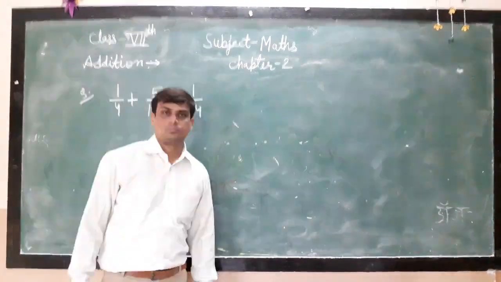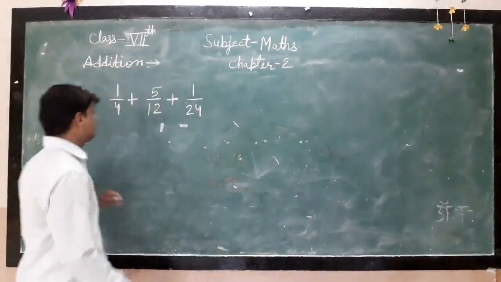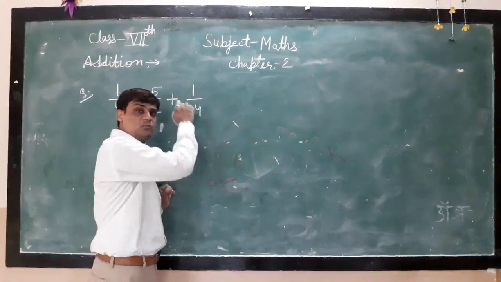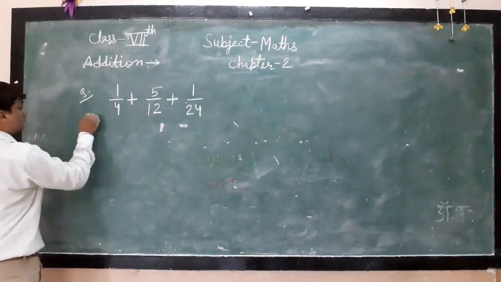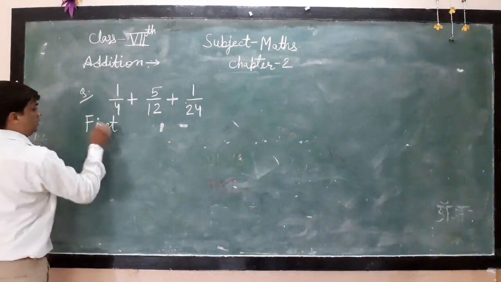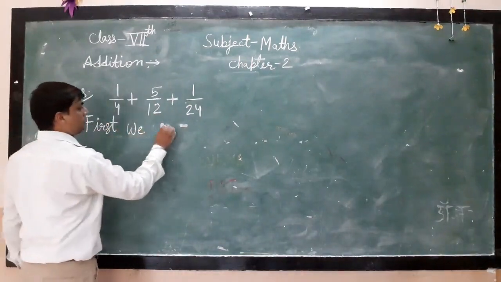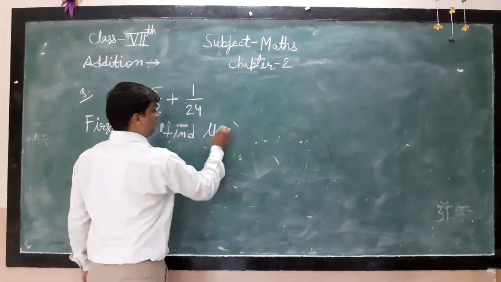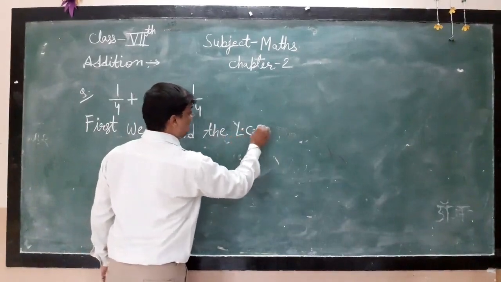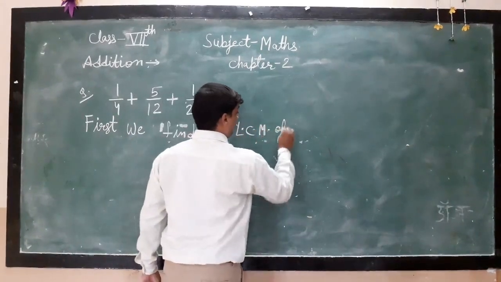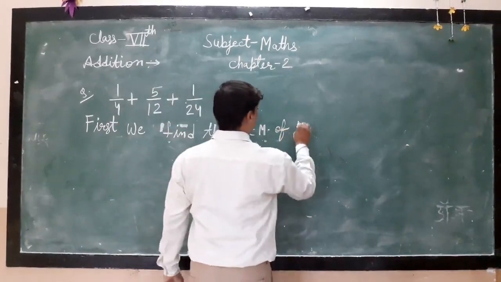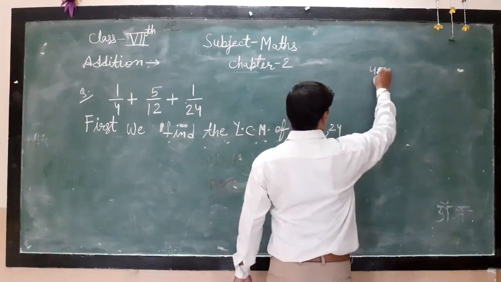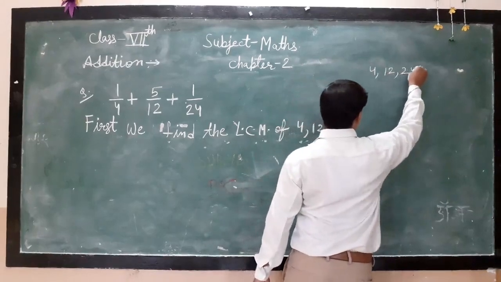Write the question. Now the next question is 1 upon 4 plus 5 upon 12 plus 1 upon 24. First we find the LCM of 4, 12, 24. Now the LCM of 4, 12, 24.